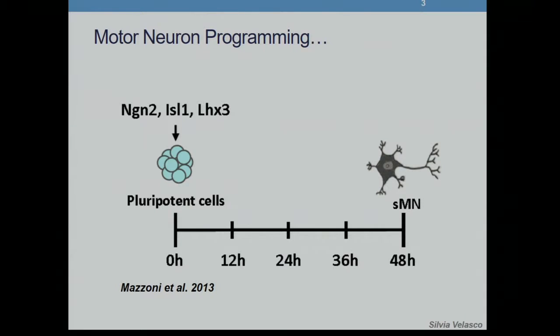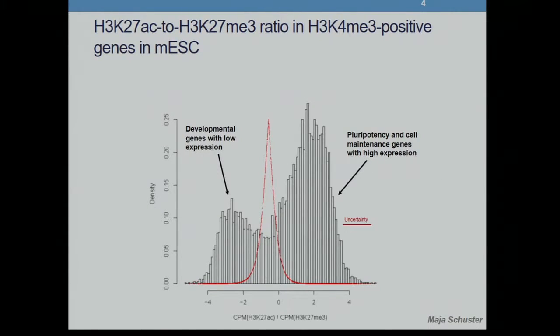The question we wanted to ask is, why is it that these 3 factors are successful in doing this? Because this is a very short time span, and because we have a success rate of more than 90% of the cells turning into spinal motor neurons. So why is it that these factors can do it? And so we did a time course experiment with RNA-seq, ChIP-seq for different histone modifications, and of course for these 3 factors. Mouse, sorry. It's mouse.